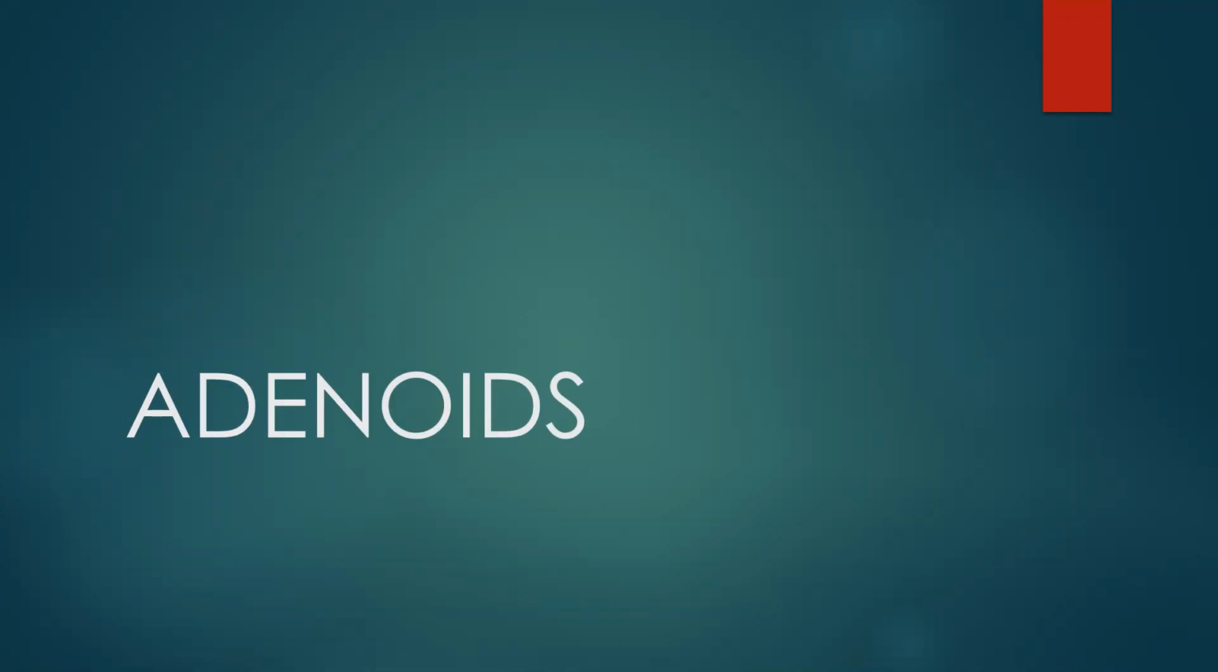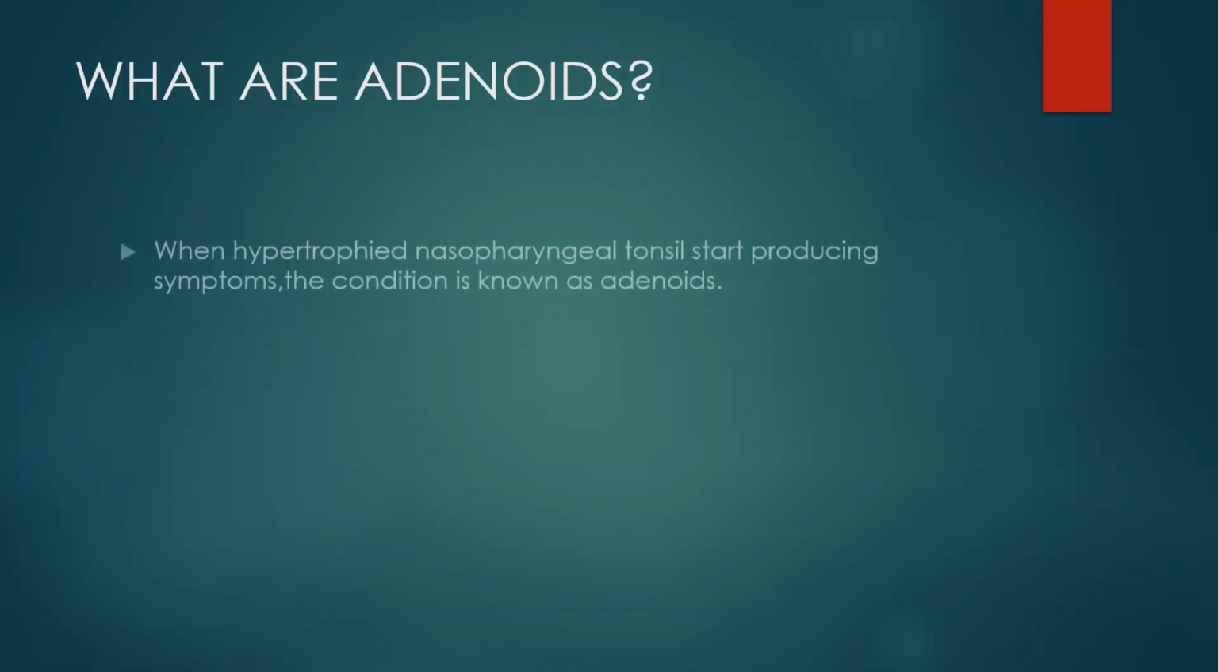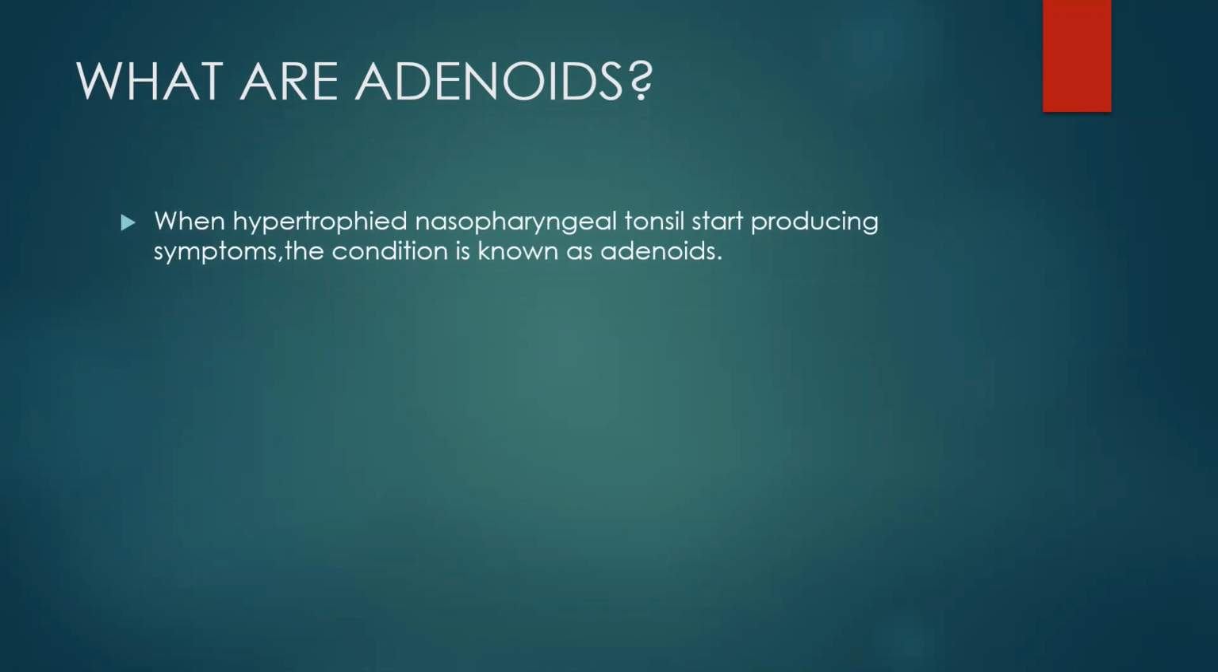Now, when we divide the word adenoid into aden, which means gland, and oid, which means like, we get an idea that this condition looks somewhat like a gland. Let's see the definition of adenoids. When hypertrophied nasopharyngeal tonsil starts producing symptoms, the condition is known as adenoids. This hypertrophied tonsil looks large, like a gland, and hence the name.